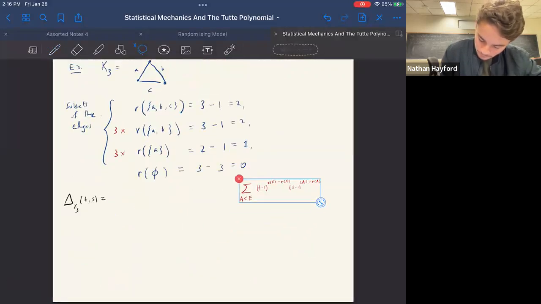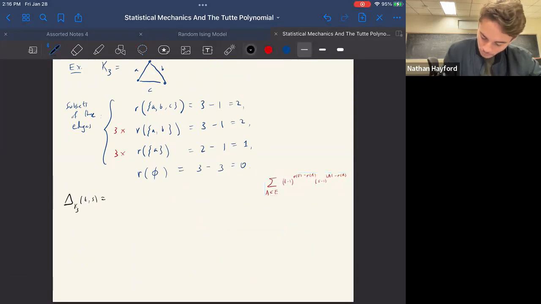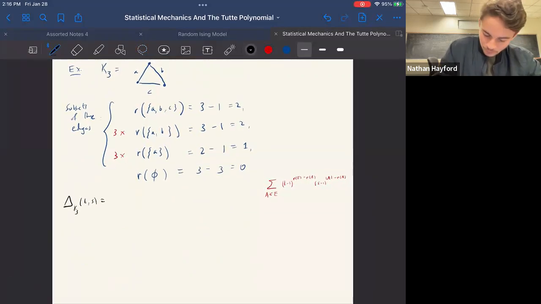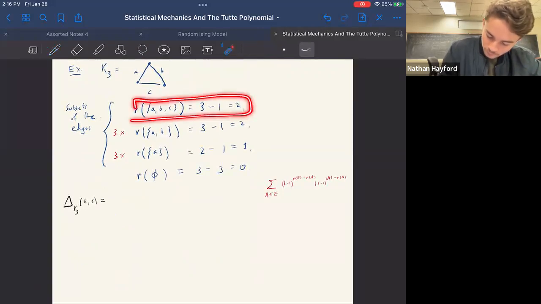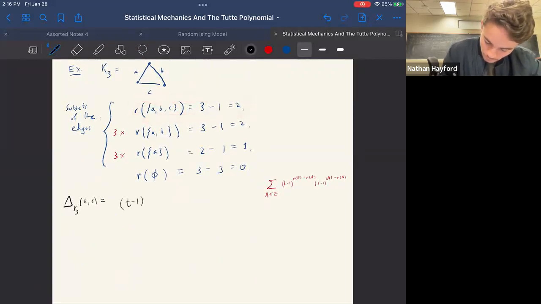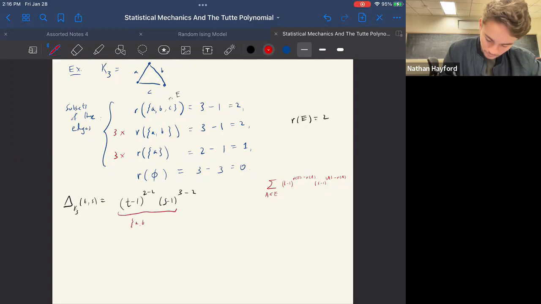Paste. Let's shrink it down a little bit and put it over here. So I need to sum over all the edge subsets with these powers. So for this one, I have T minus 1 to the 2, or so R of E, first of all, is 2. The whole edge subset is 2, because this is E. So T to the 2 minus 2 times S minus 1 to the size of A, which is 3, minus 2. So this comes from A, B, C.